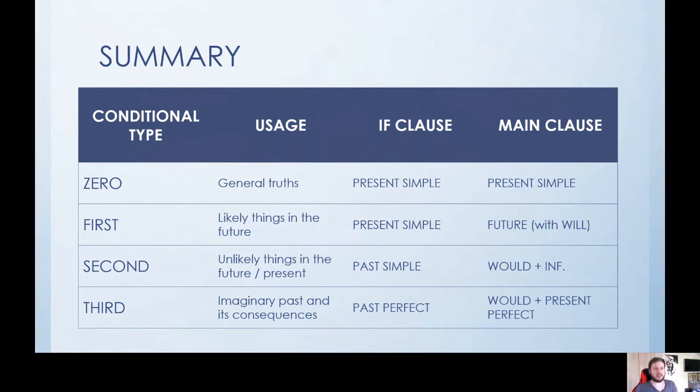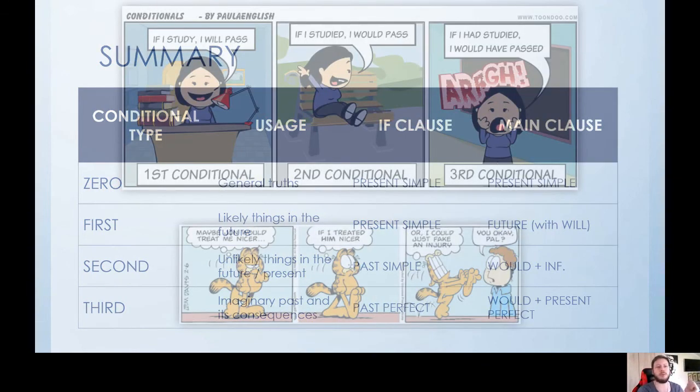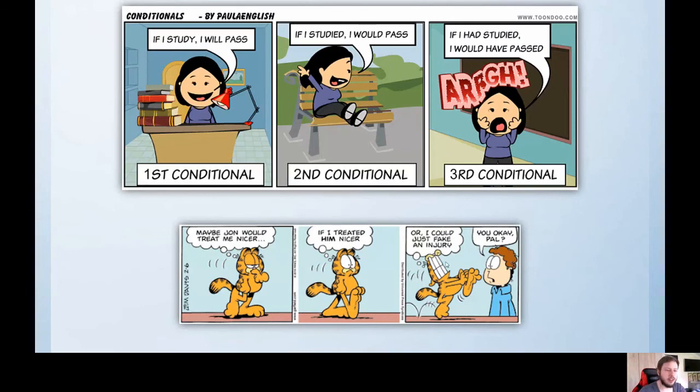Okay, and this is the last summary. Some examples to sum everything up. Let's look at the girl. In the top picture, she's in 3 different situations using 3 different conditionals.